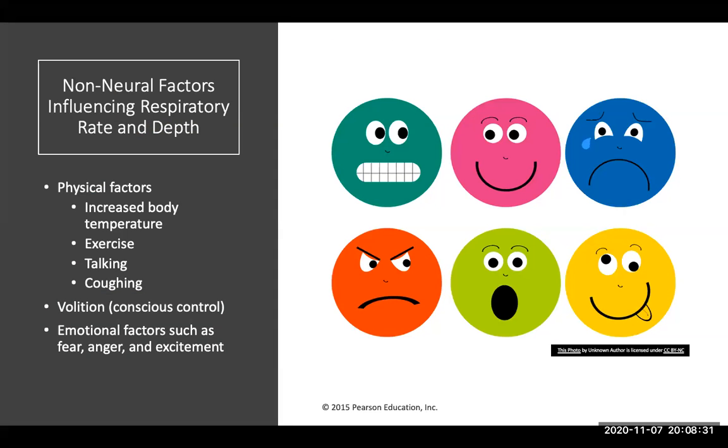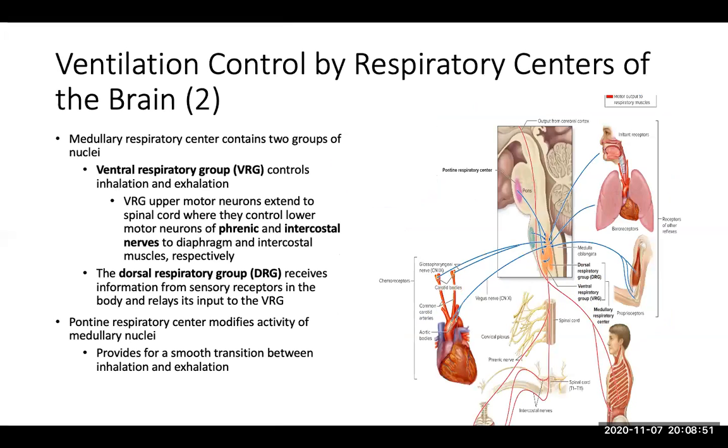Non-neural factors influencing respiratory rate and depth. Physical factors: increased body temperature, exercise, talking, coughing. Volition, or conscious control. Emotional factors such as fear, anger, and excitement are all non-neural factors that can also influence the respiratory rate and depth.